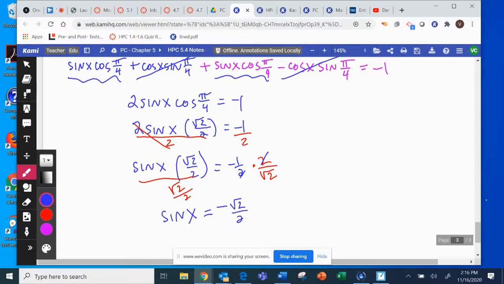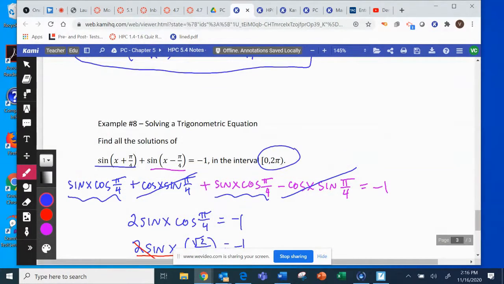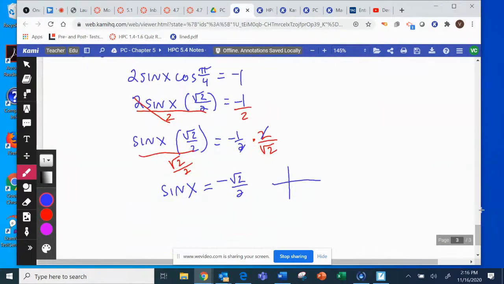So now we're finding what x is equal to. By the way, did this give us, oh, it did give us an interval. Just checking. It does tell us to do it on the interval from 0 to 2 pi. So sine is negative in the third and fourth. What would be my solutions? Be 5 pi over 4 and 7 pi over 4.